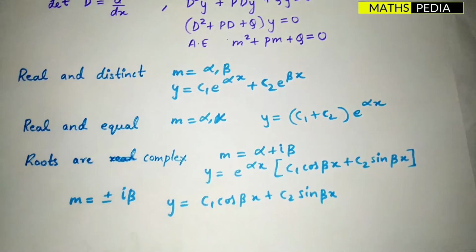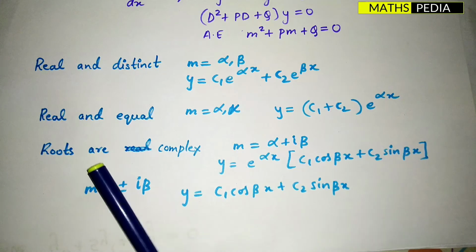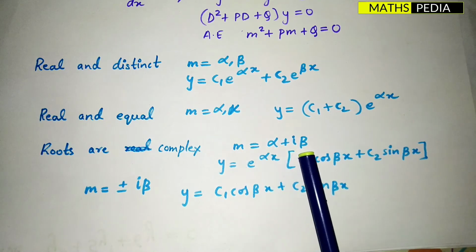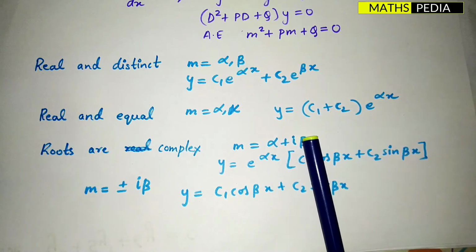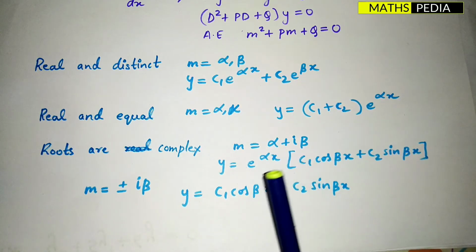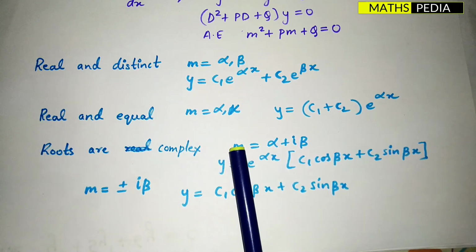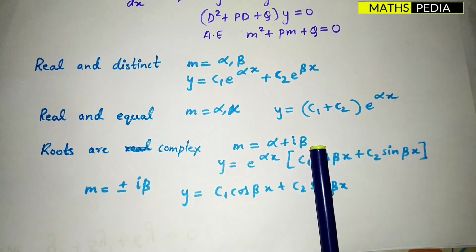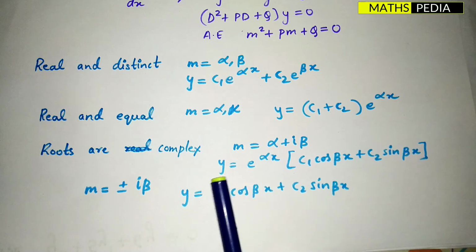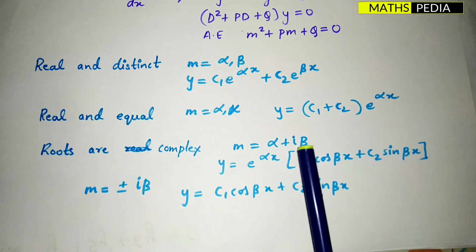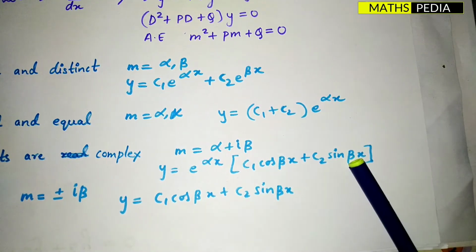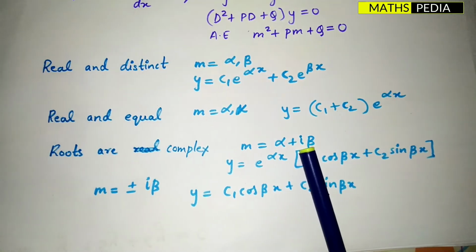Now moving further, the third case: roots are complex numbers. Whenever you get complex numbers, as alpha plus i beta, where alpha is the real part and beta is the imaginary part, alpha plus i beta together is a complex number, and alpha and beta are real numbers. Now y is equal to e power alpha x into (c1 cos beta x plus c2 sin beta x). So this is the solution for the given roots whenever you get complex numbers.